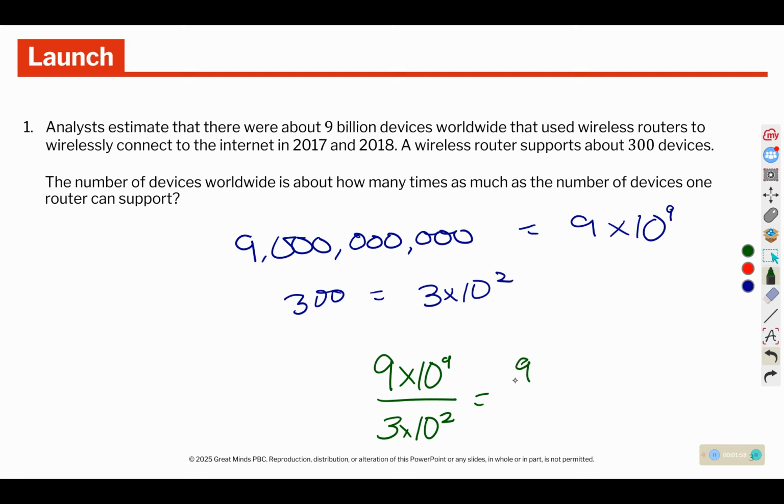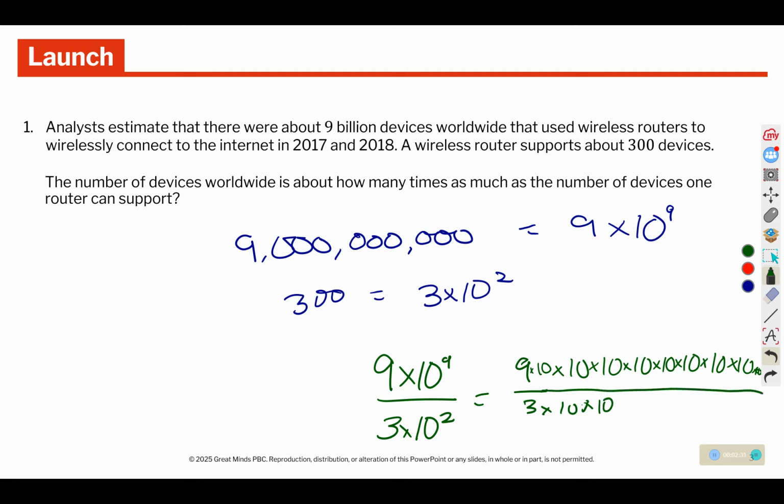That's the same as 9 times a bunch of 10s, 1, 2, 3, 4, 5, 6, 7, 8, 9. And on the bottom, 3 times 10 to the 2nd power is the same as 3 times 10 times 10.